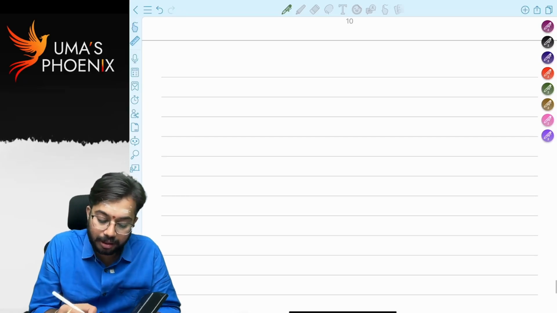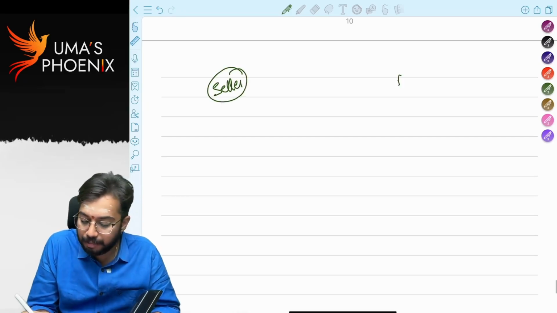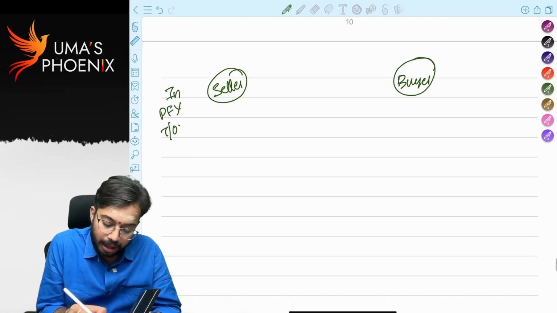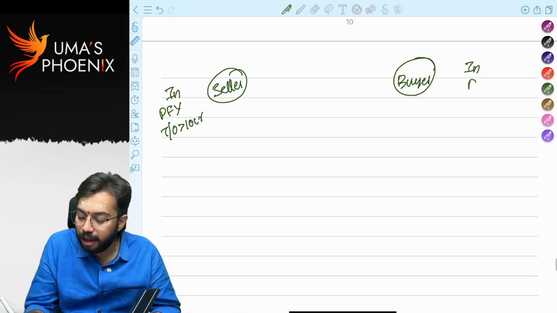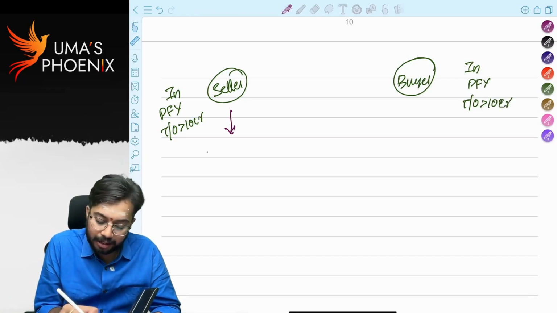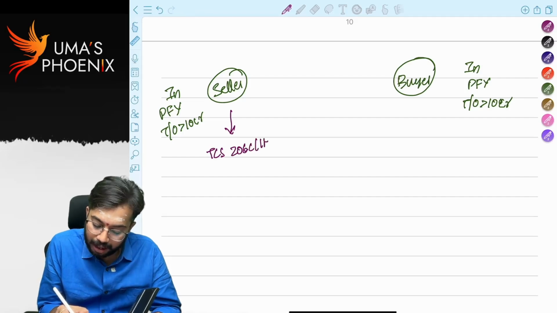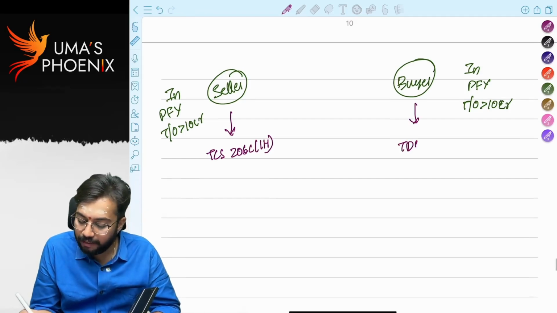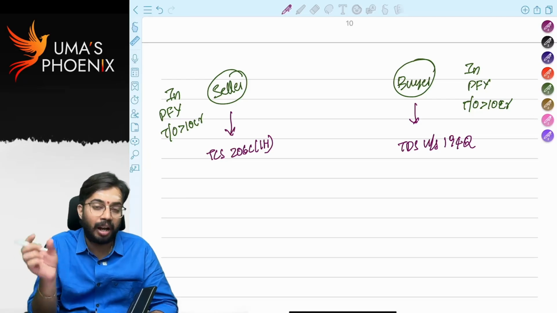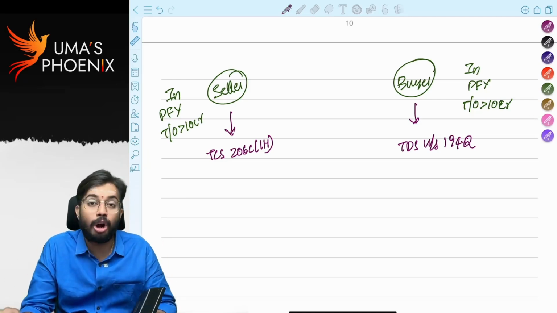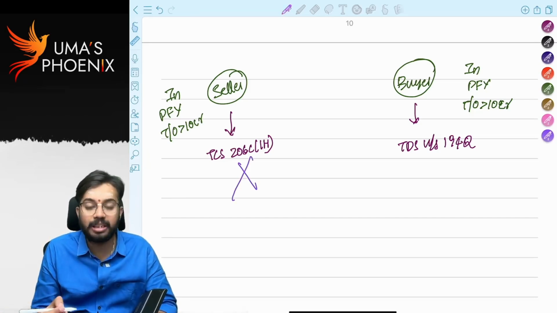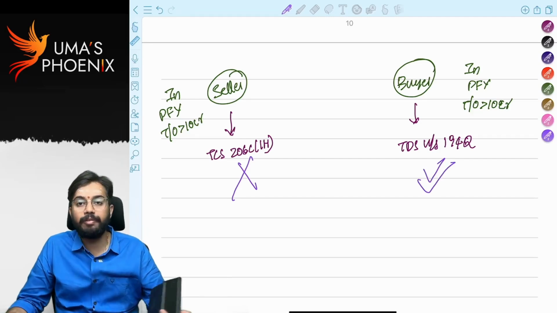Now you will get a doubt. Sir, there is a seller, there is also a buyer. In the case of the seller, in the preceding financial year, turnover is more than 10 crores. In the case of the buyer also, in the preceding financial year, turnover is more than 10 crores. Now the seller will say he is required to collect TCS under section 206C(1H). The buyer will say he is required to deduct TDS under section 194Q. That means whenever 206C(1H) and 194Q are both applicable, they are contradicting. In this case, TCS under section 206C(1H) is not applicable and TDS under section 194Q is applicable.